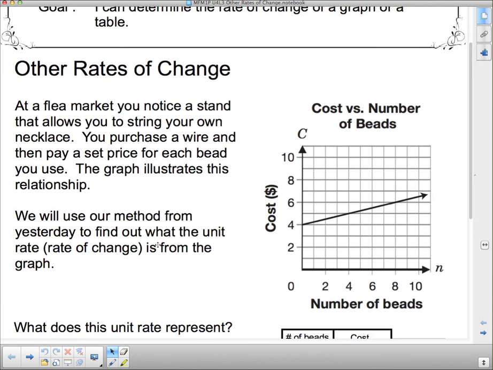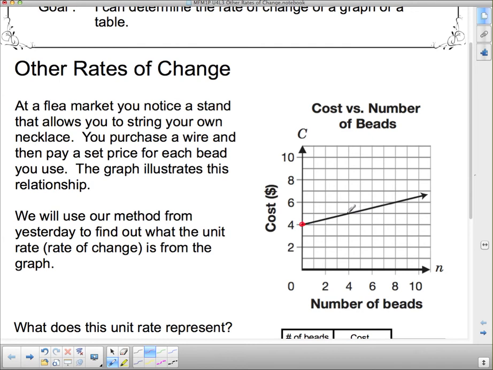We will use our method from yesterday to find out what the unit rate or the rate of change is from the graph. So the method yesterday for finding the rate of change was to draw a triangle. We need to know how much it costs for a set number of beads, and the easiest way to do that is to find some nice points on this graph and draw a triangle. So where are my nice points? And remember, what I mean by nice points are the ones on the intersection of our grid, the things that are already there so that we know exactly what it is and we don't have to estimate where it is.